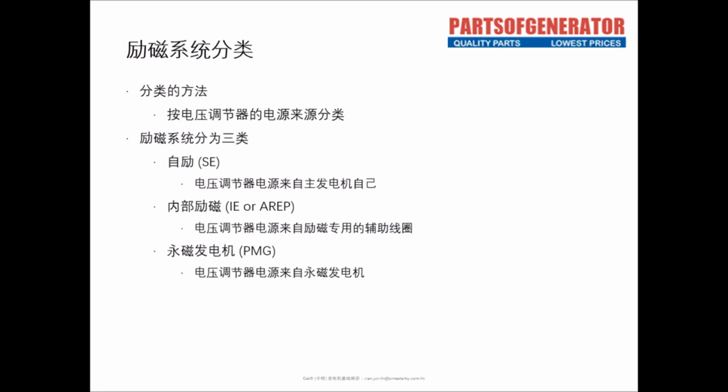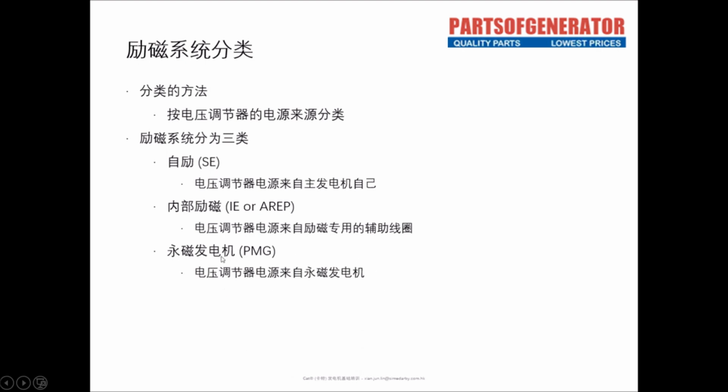The second is internal excitation. This internal excitation is Carter's term, and its abbreviation is IE. If Leroy Somer is talking about it, it's AREP. In short, these two are two different versions of the same excitation method. In the generator with internal excitation, the power supply of the voltage regulator comes from the auxiliary coil dedicated for excitation.